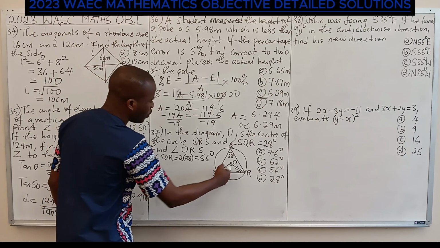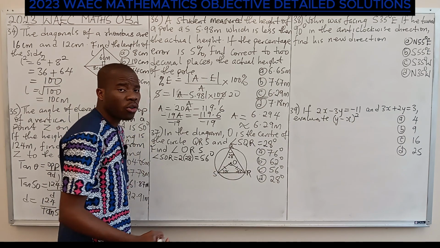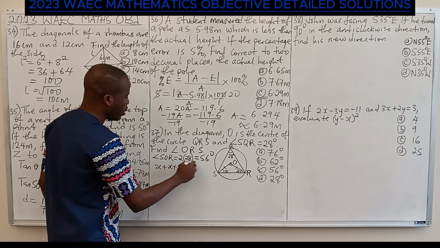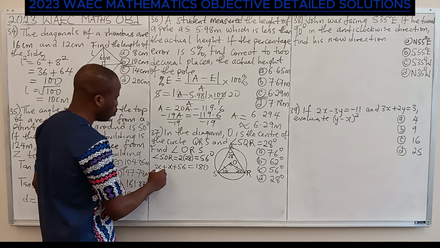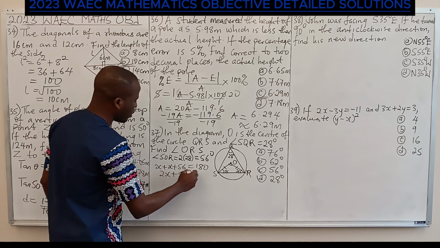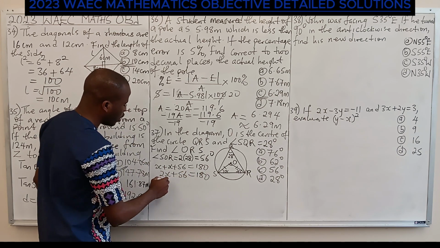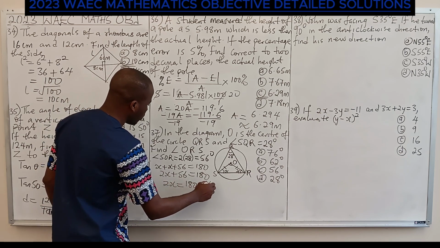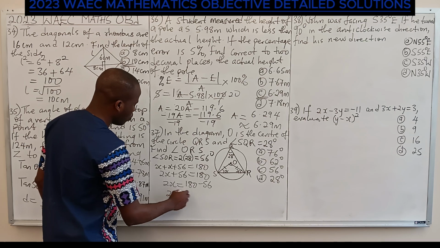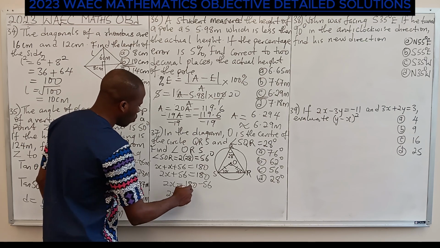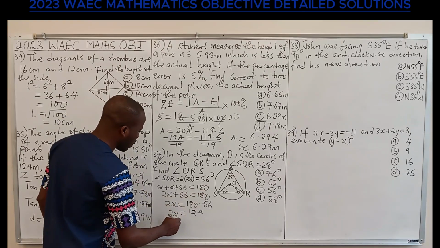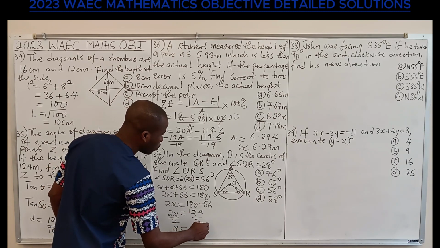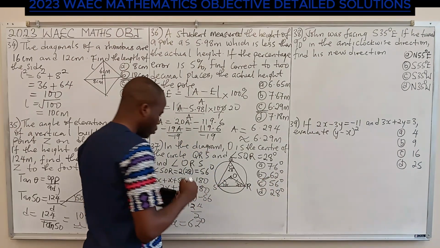Since it's 56, sum of angles in a triangle is 180. So 2x plus 56 gives 180. Subtract 56 from both sides. 2x will be 180 minus 56, which is 124. So divide both sides by 2. So that x will be 62 degrees, which is B.